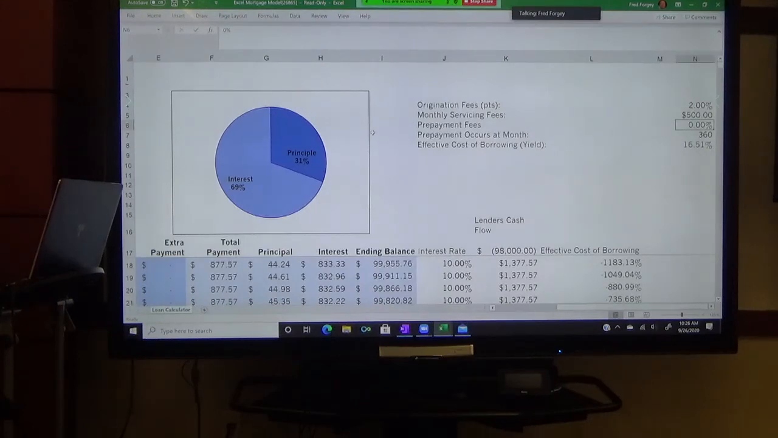$1377.57. Okay? Now then, prepayment penalties. Let's say we charge a 5% prepayment penalty and the loan is paid off, I don't know, in month 3. All right? So what it's doing is automatically doing the calculations to where the prepayment is occurring here in month 3, and then calculating what is the effective cost of borrowing, which is basically nothing more than an internal rate of return calculation.